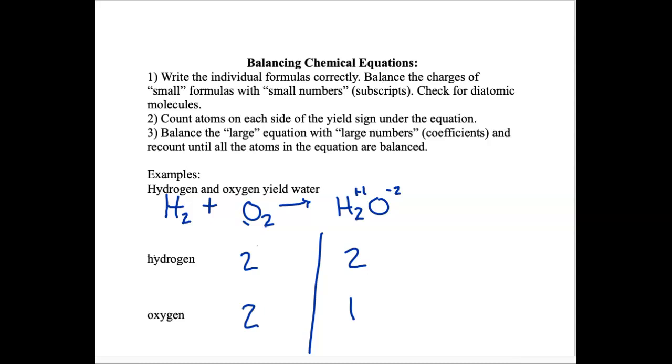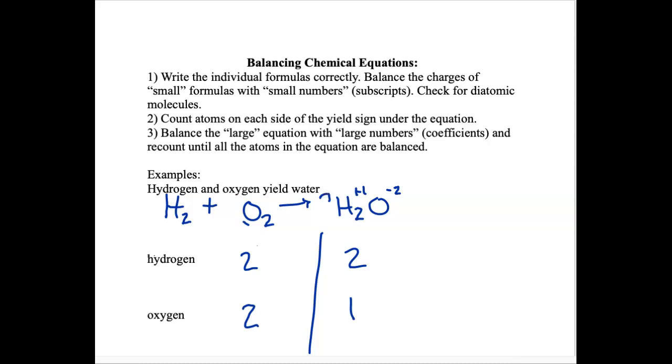That tells me it is not balanced. I need more oxygen in my products to make this a balanced equation. So in number 3, I balance my big equation with big numbers, the coefficients. Coefficients are only allowed to be in front of the whole formula. They cannot be stuck in the middle of the formula. So I need double my number of oxygens. I cannot put a 2 here in the middle of water. The 2 must go out in front.